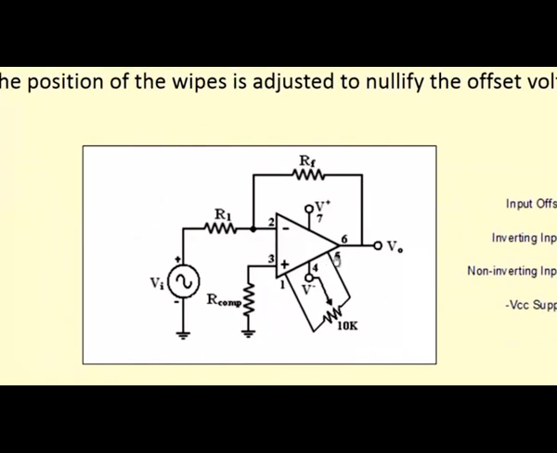Across these two pins, we connect a 10K potentiometer and a wiper is connected to the fourth pin, and by adjusting the wiper, the desired voltage is given at the input to make the output voltage 0. So, this is the input offset voltage which is given in the 741 IC.